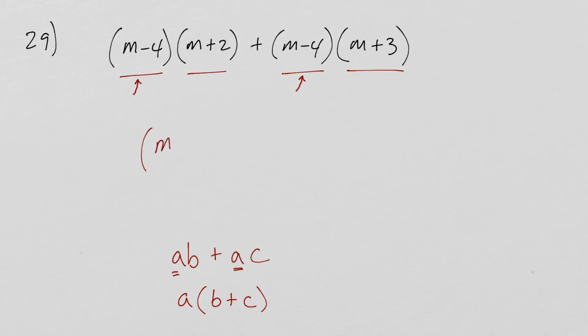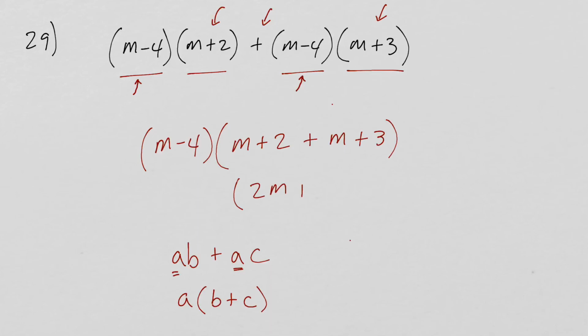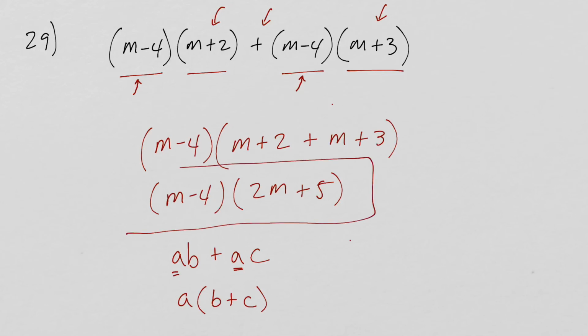And you have M minus 4 times this plus this. So M plus 2 plus M plus 3. And then you just combine like terms. Here we have 2M plus 5. And we still have our M minus 4. So that's the final answer.